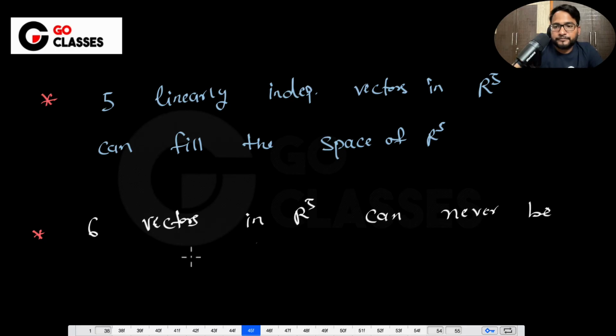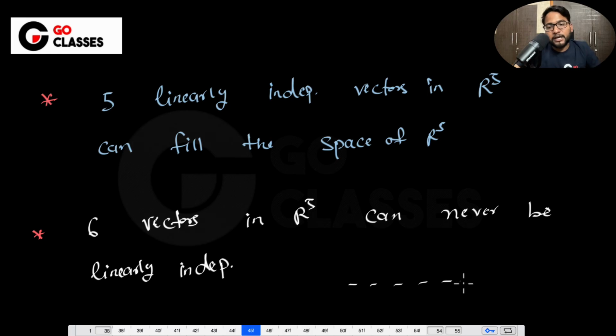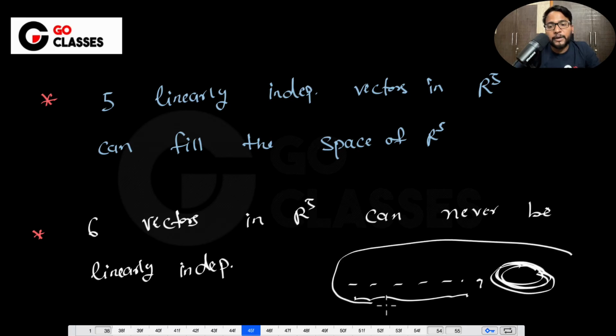6 vectors in R5 can never be linearly independent, which means if you have 5 vectors and then you try to add one more, let's suppose these are all linearly independent, right? Then if you add one more vector, that vector must be dependent on all of these 5. So 6 vectors in R5 can never be linearly independent. They have to be linearly dependent only, right?